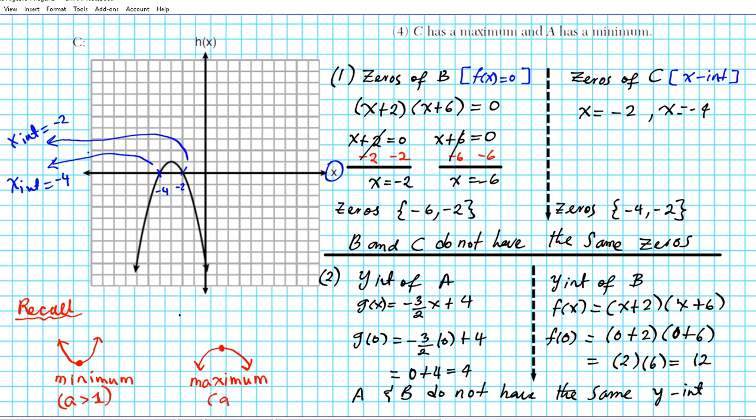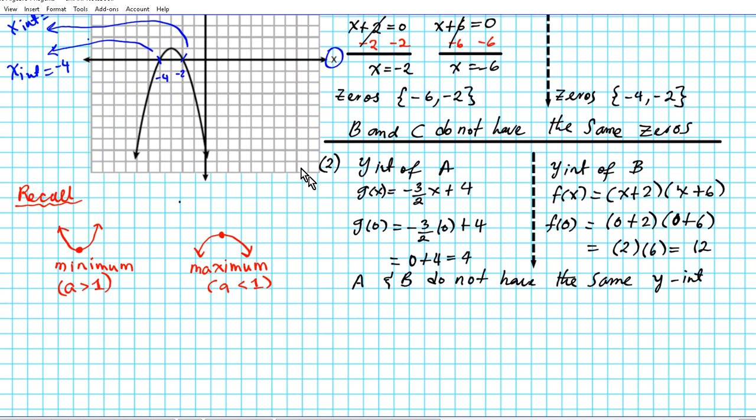Algebraically, if the leading coefficient is negative, it's going to be sad. It doesn't matter if it's written in standard form. If the leading coefficient is positive, then it's going to be happy. Alright, so let's go ahead and take a look at B and C.